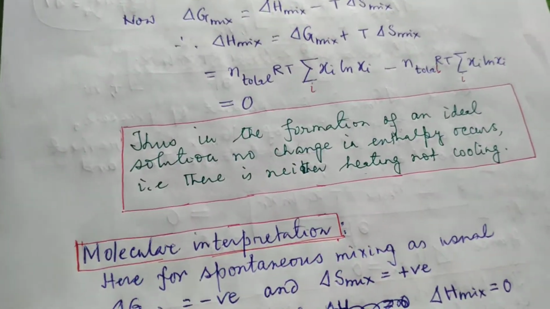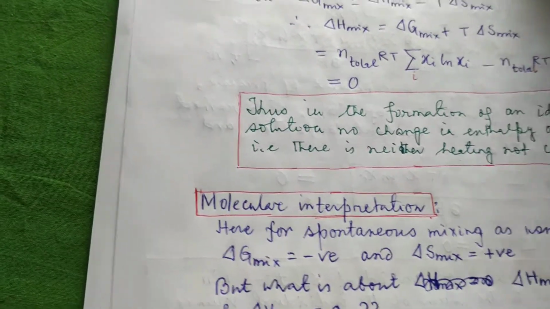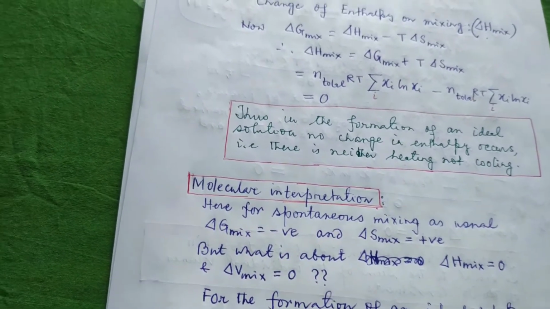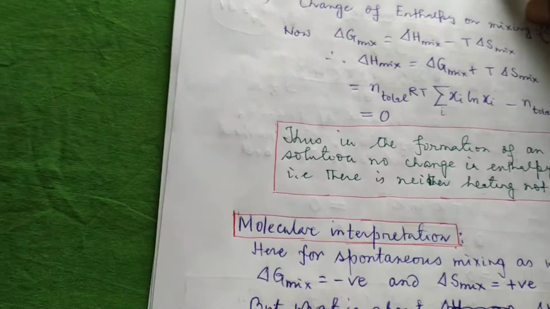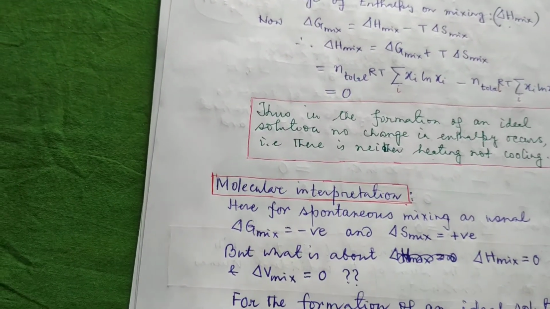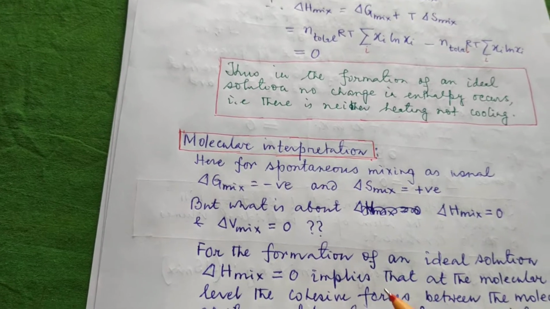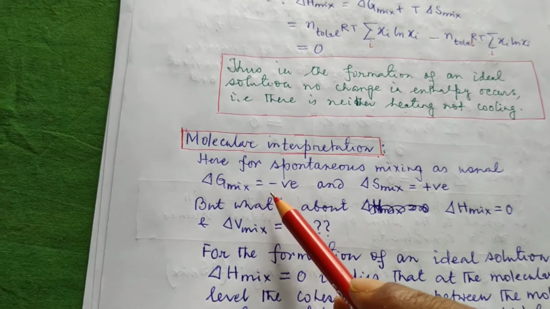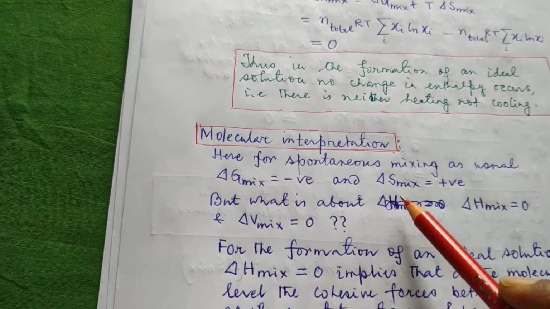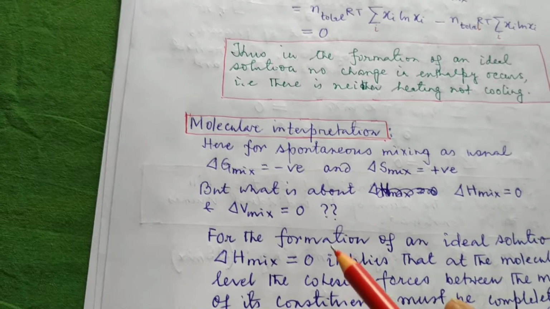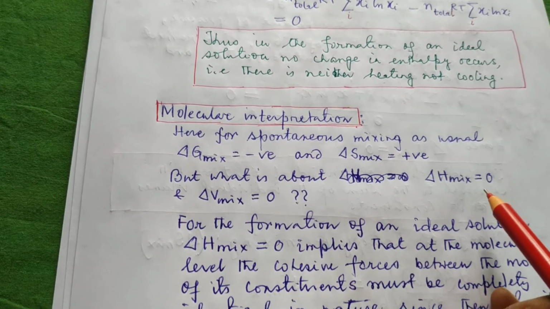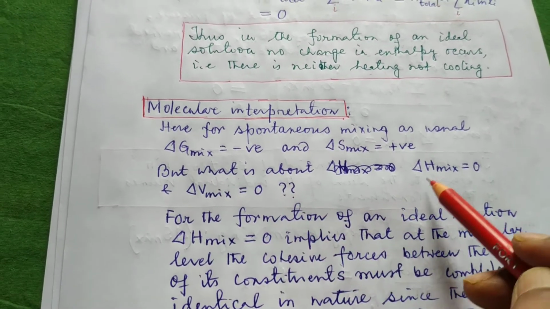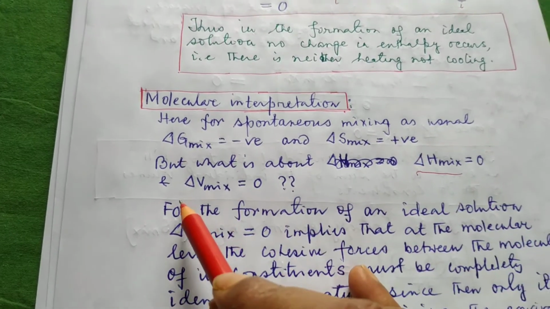Now, what are the molecular interpretations of these changes? Molecular interpretation of the changes of the thermodynamic functions. For spontaneous mixing, as usual we know ΔG mix is negative and ΔS mix is positive. But what about ΔH mix equals 0 and ΔV mix equals 0? What is the molecular interpretation for these terms?